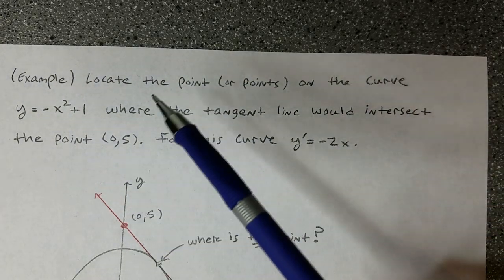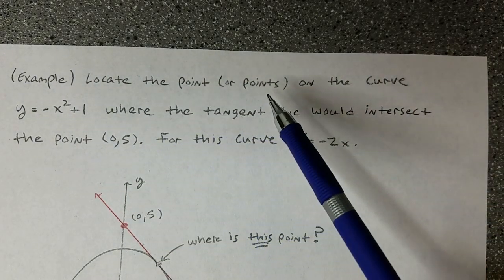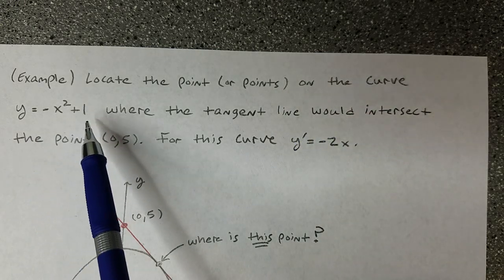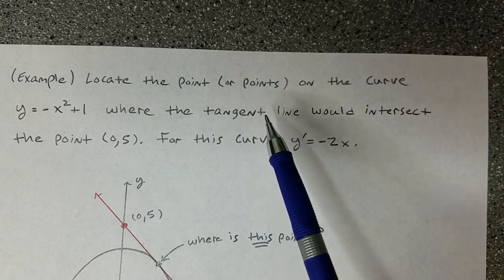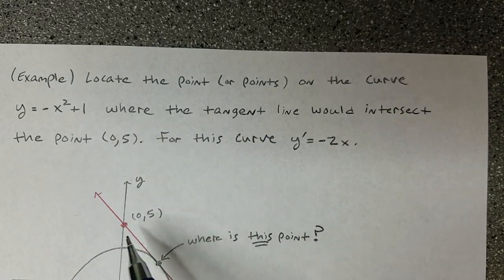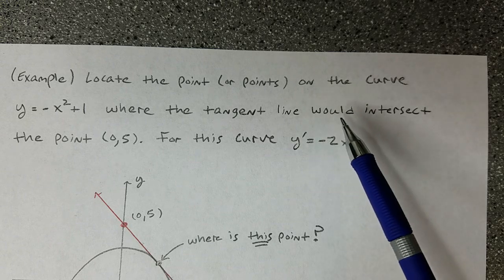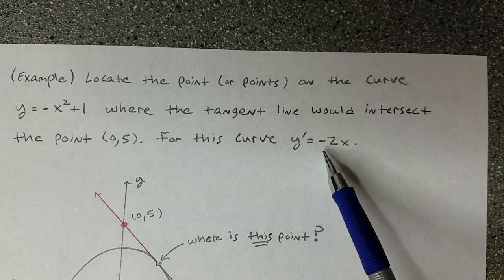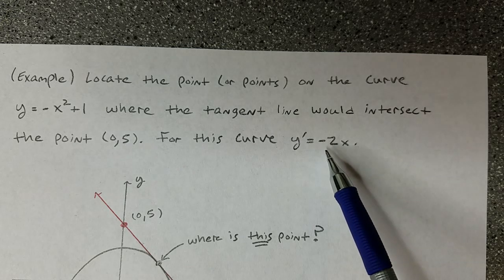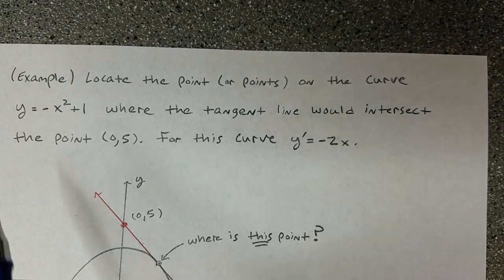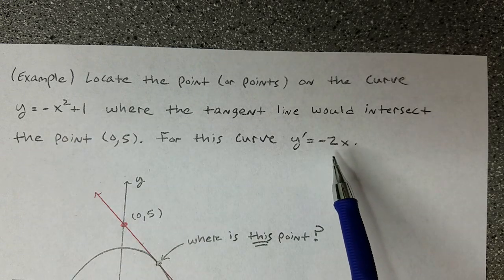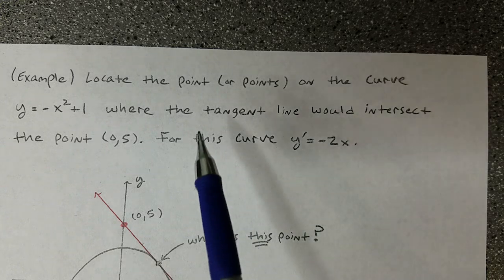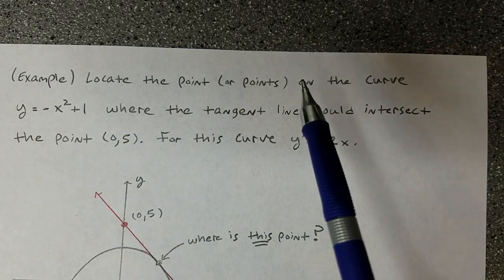Okay, so let's say that we want to locate the point or points, if there's more than one, on the curve y is equal to negative x squared plus 1, where the tangent line would intersect the point (0, 5). And then I give you a hint because I told you that I would tell you what the derivative is. That y prime for this curve, the derivative for that curve, is negative 2x. Okay? All right.